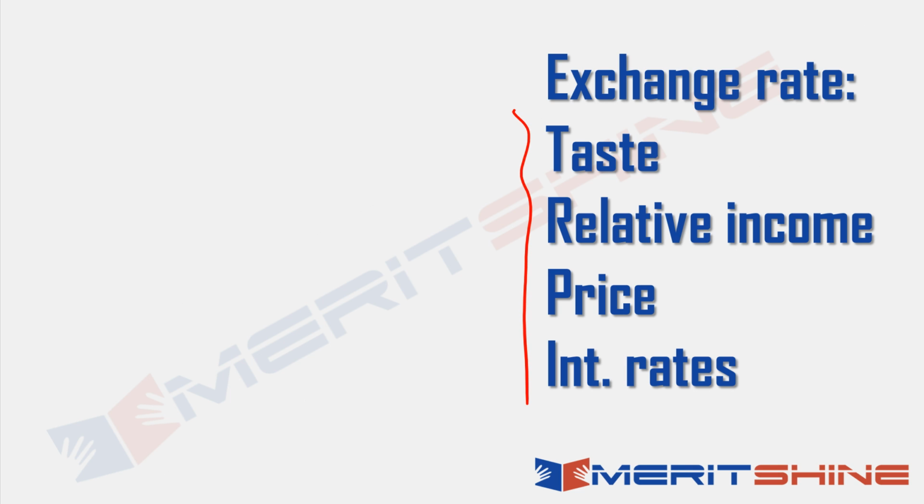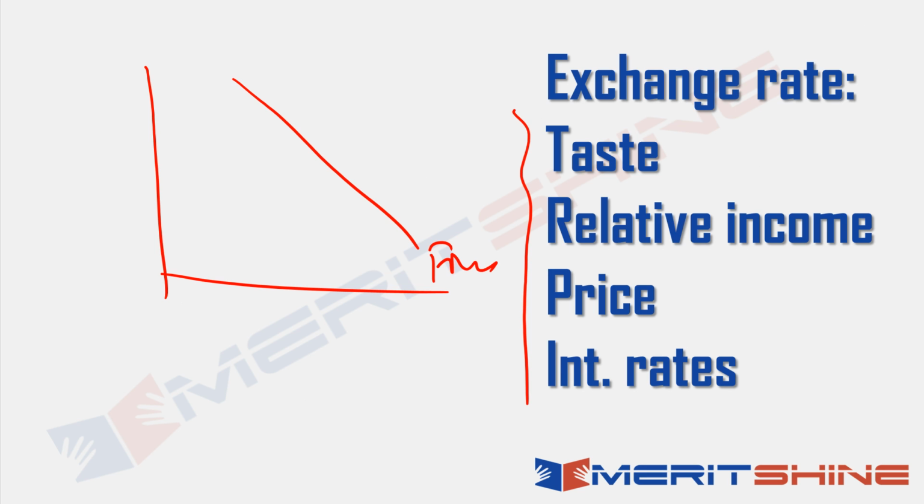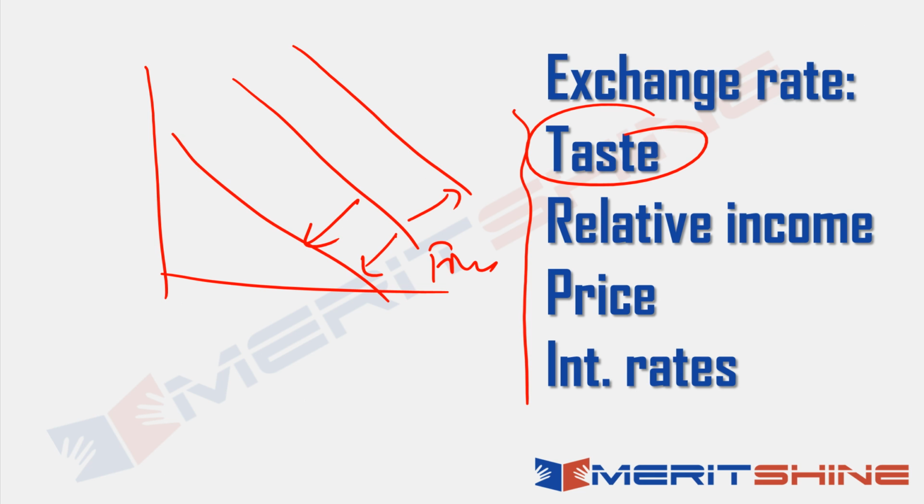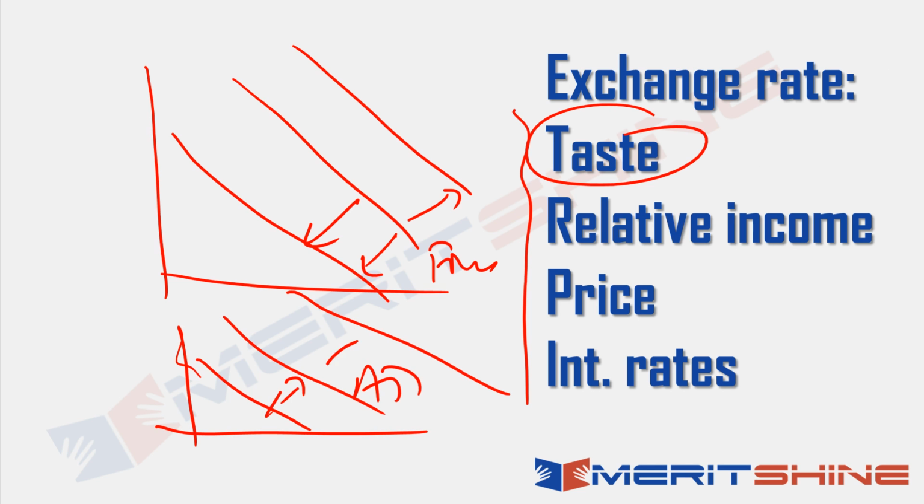Just imagine what the exchange rate was before Nokia for Finland. Their exports were wonderful, and then because of the change in taste to iPhone, their exports took a hit. And what happened to the aggregate demand of the US because of iPhone? Change in taste, relative incomes.